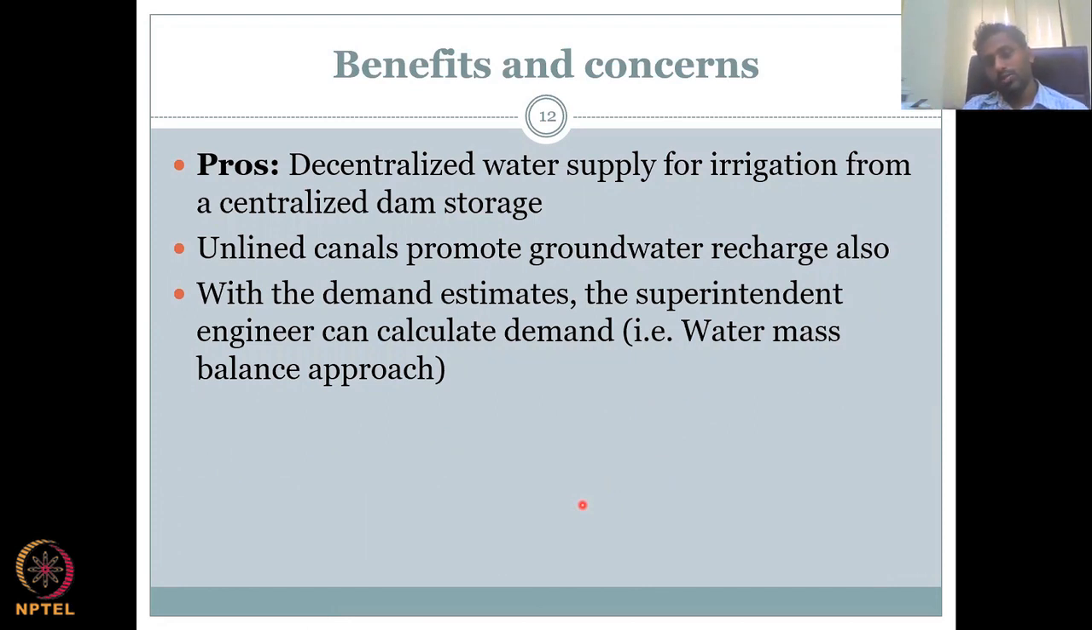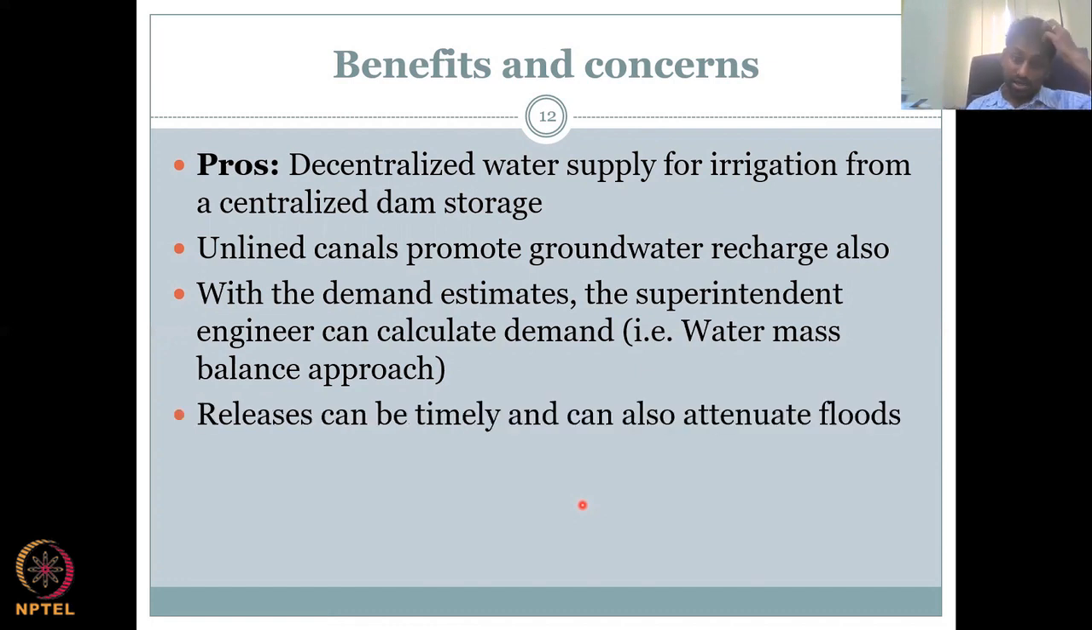With the demand estimates, the superintendent engineer can calculate the demand using a water mass balance approach for the dam. And then he or she can say, this is how much water is coming into the dam. This is how much is lost to evaporation and transpiration along the banks. But I will still have water for supplying other purposes. And that actually gives information for the release of water into the agricultural network.